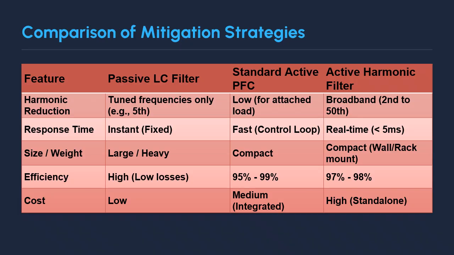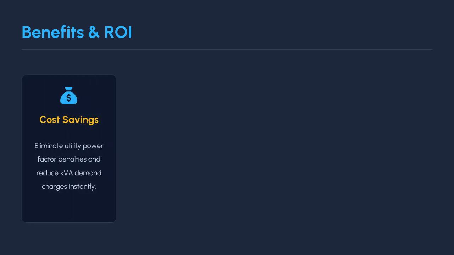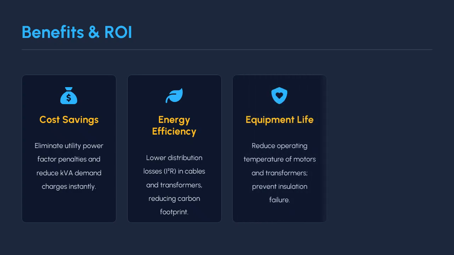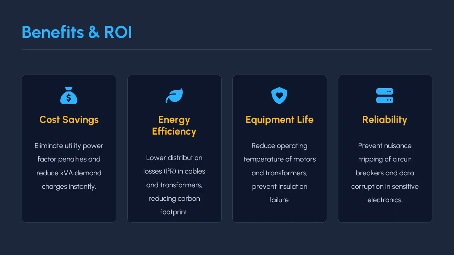Benefits and ROI. The capital investment in power quality technology offers significant returns. By achieving a near unity power factor, you immediately realize cost savings by eliminating utility penalties and reducing capacity demands. Improving power quality means lower I²R losses, increasing energy efficiency. Crucially, it boosts equipment life by reducing stress and operating temperature on your transformers and motors, and increases system reliability by preventing unexpected downtime and equipment failure.